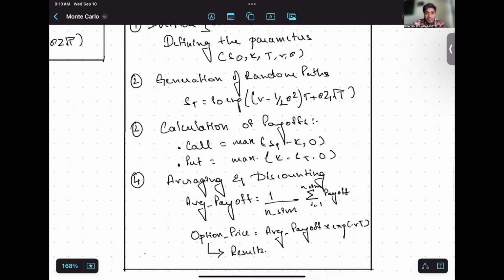In the next step, we calculate the arithmetic average of all individual payoffs generated in step 3. This average represents the estimated expected payoff of the option at maturity. Average payoff equals 1/N times the sum of payoff_i from i equals 1 to N. After calculating the average payoff, we discount it back to the present, resulting in the option price. So option price equals average payoff times exp(minus rT). This gives us the final result.